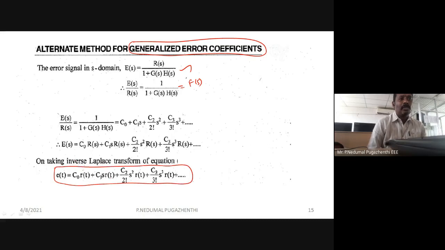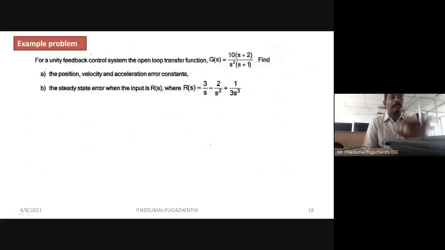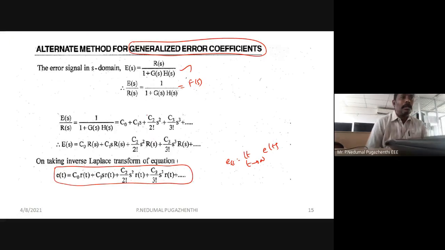Okay, you will get your E of t. Then you can substitute it in ESS is equal to limit t tends to infinity E of t. Then you can find your steady state error. So this is another method.